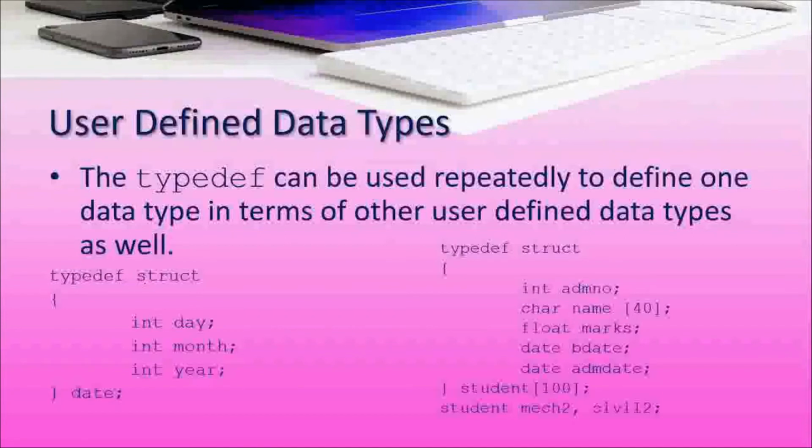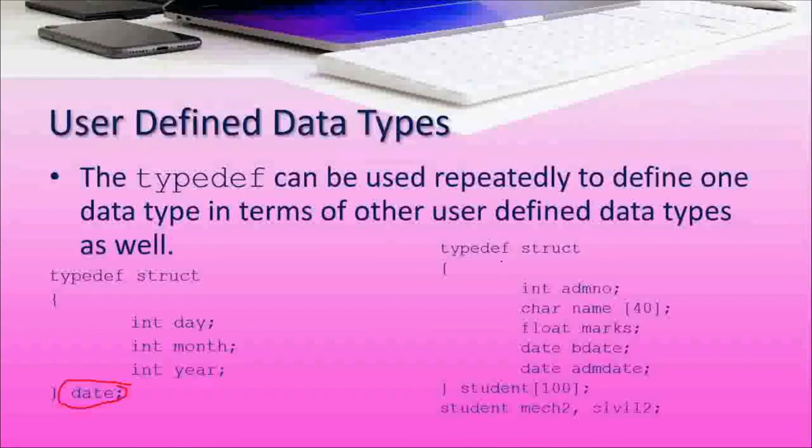That is, typedef struct, then int day, int month, and int year, Date. So Date is the user defined type, which consists of 3 elements, day, month, and year. All 3 are of type integer. Then we are defining another structure, student, which is of size 100. It is an array of size 100. So this particular array is an array of structures.